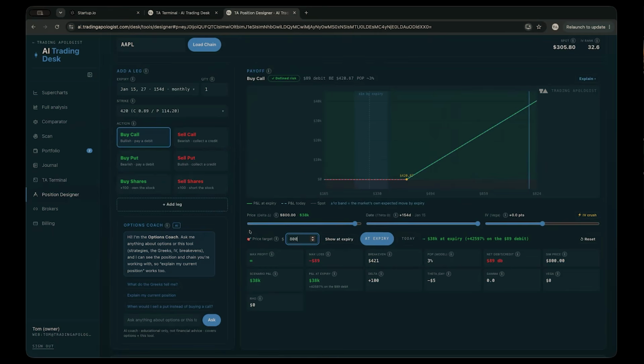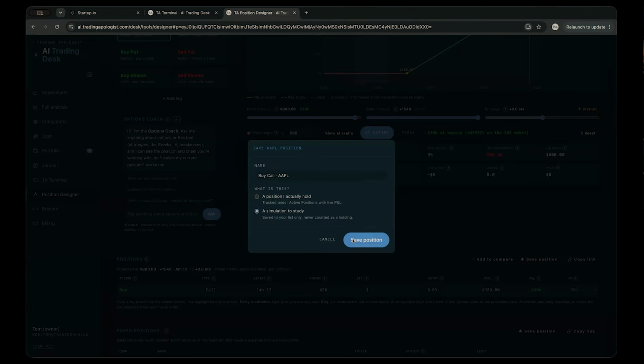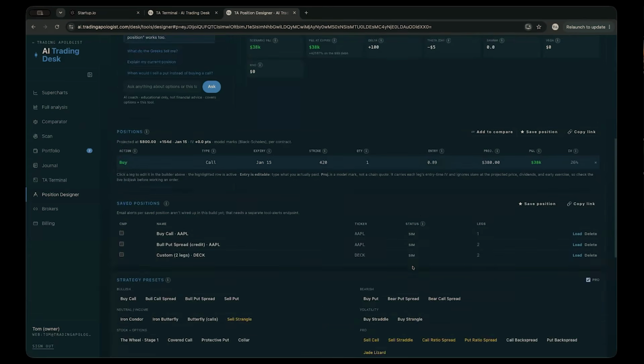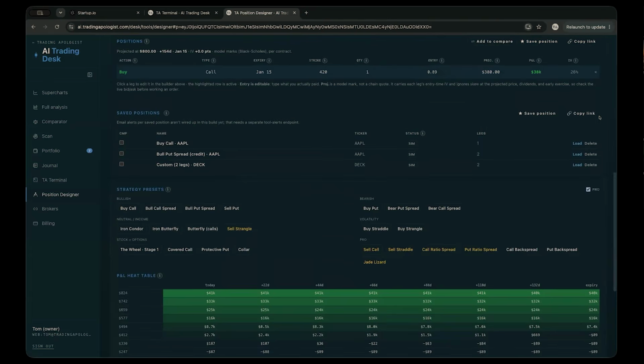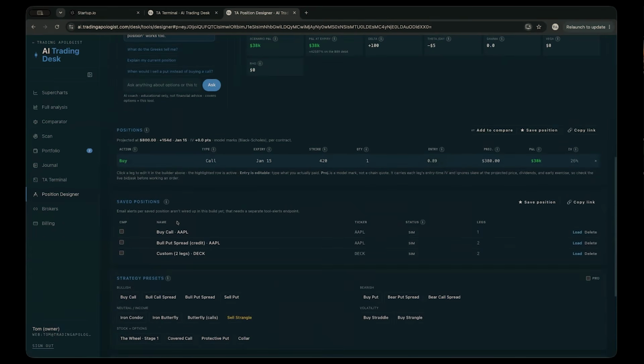Now, this is just for buying a simple call, but you can add to your strategy to build multi-leg positions. So right now I just have my buy here. I'm going to save this position and we'll just call it the default name. So this now goes down to our positions list. Let's make that smaller, which we have right here.